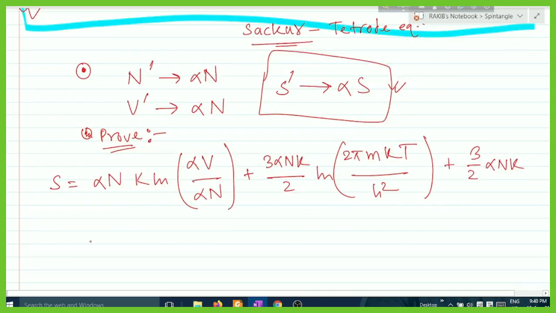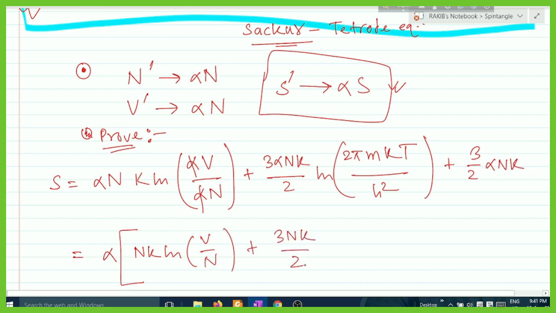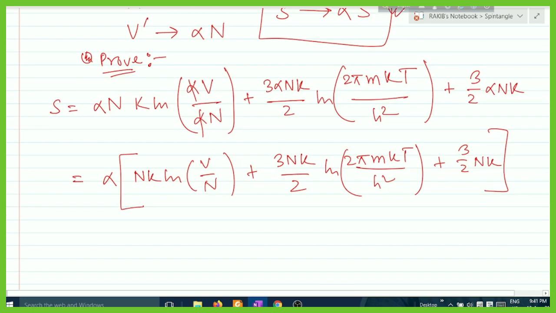Okay, so let's take alpha common from each and every term. They will cross out. This term means nk ln v by n, and here comes a 3 nk by 2 ln 2 pi mkt upon h square. Here comes a 3 by 2 nk term. Okay, I think this is done.